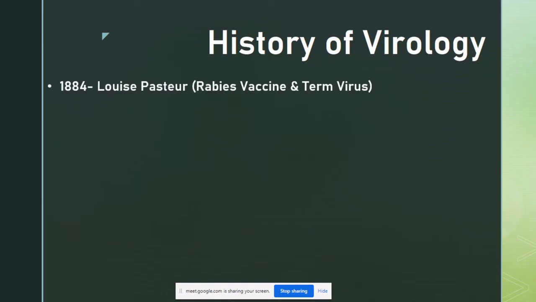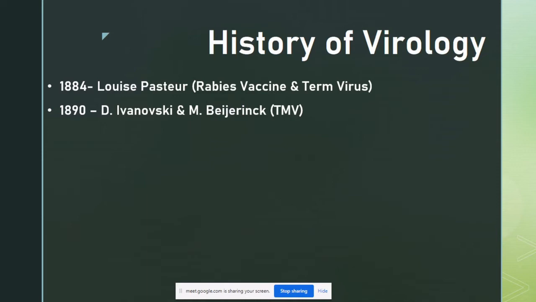However, the first proper diagnosis was carried out in 1884 by Louis Pasteur when he gave the rabies vaccine, and he derived this term virus, which in Latin means poison. Then in 1890, six years after that, two scientists, Dmitry Ivanovsky to be very specific, and Beijerinck.